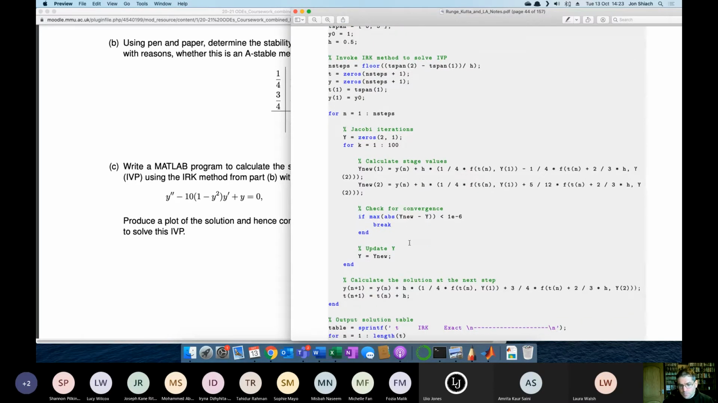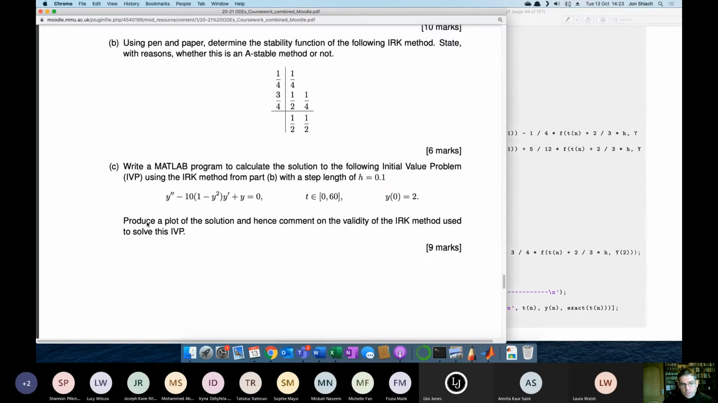And for this one, I want you to produce a plot of the solution. Again, I'm not asking for a table, and I want you to comment on the validity of this IRK method used to solve this IVP. So what is it about your plot that means this method is particularly suitable for solving it? That's where I'm looking for a particular insight, or for you to notice something about the plot.